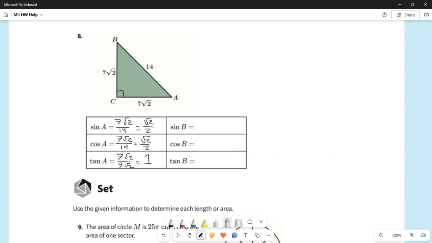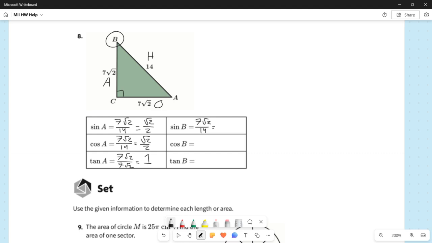Now, when we're talking about angle B, we can go ahead and do our little circle thing and hypotenuse and opposite and adjacent. But you're probably already realizing that not much is going to change here because opposite and adjacent in this case are identical. So the definition for sine is opposite over hypotenuse, and based on my quote-unquote new labeling, our opposite is 7 root 2, and our hypotenuse, as always, is 14.